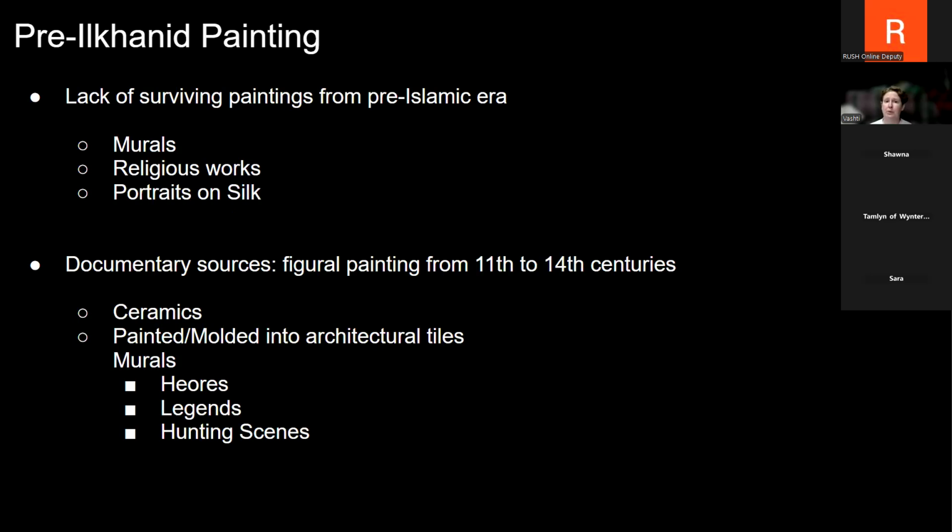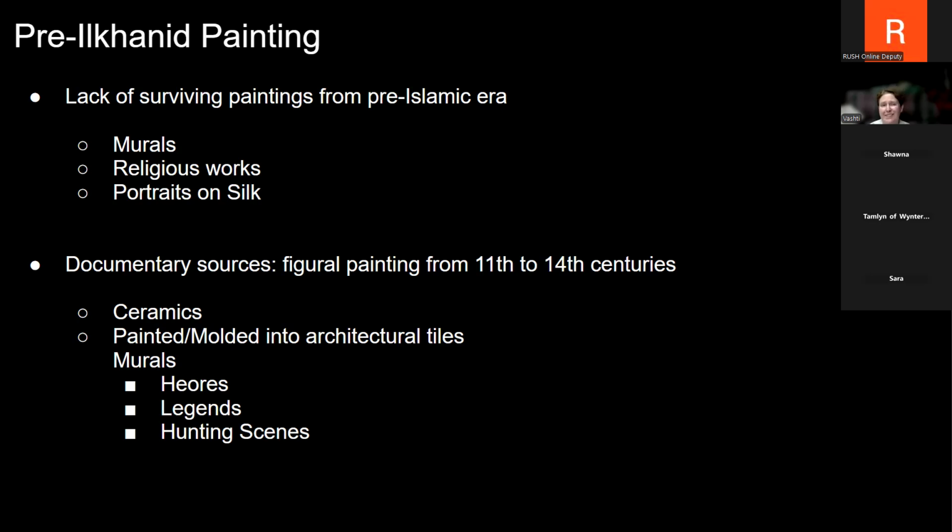So starting with pre-Islamic Persia, this is pre-7th century. There were murals, there were other religious works. So you have Zoroastrian and Manichaeism, both of which featured lots of figural artwork in their religious texts. And we even had some portraits on silk. Most of these no longer exist. We know about the religious works because other people have written about them. Very few of the Manichaeist texts survive. We have a little bit more of the Zoroastrian texts.